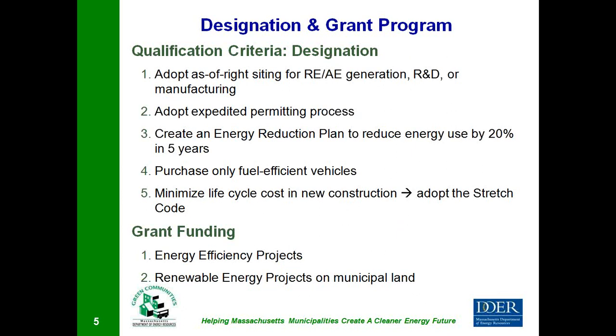I mentioned the Designation and Grant Program earlier, so here is an overview of it. There are 5 qualification criteria in order to be designated as a Green Community, and a municipality must meet them all. Once you are designated, you get an initial designation grant, and after completing that, you're then eligible for competitive grant funding. All this funding goes towards energy efficiency projects or renewable energy projects on municipal land. To learn more about the designation process, please reach out to your regional coordinator. They'll be more than happy to talk with you about it. We've just finished this year's designation process and hope to be announcing newly designated Green Communities very soon.